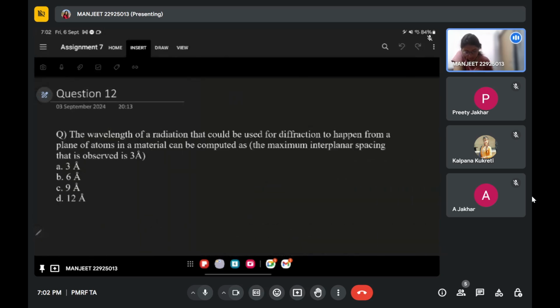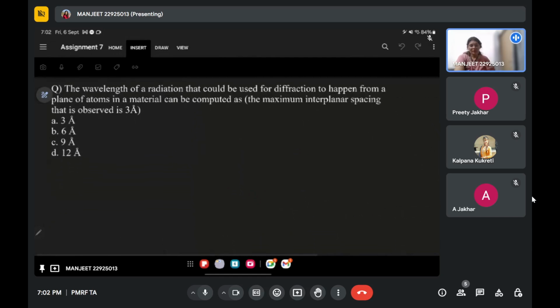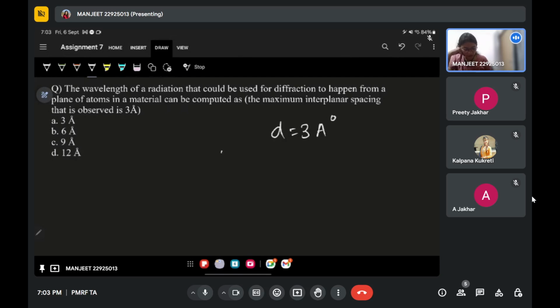In question number 12, the wavelength of the radiation that could be used for diffraction to happen from a plane of atoms in a material can be computed, given that the maximum interplanar spacing observed is 3 angstrom. So the maximum interplanar spacing d is 3 angstrom, and you have to tell the order of the radiation.